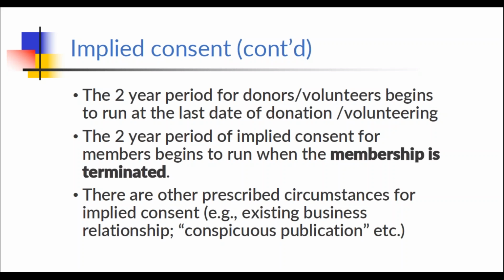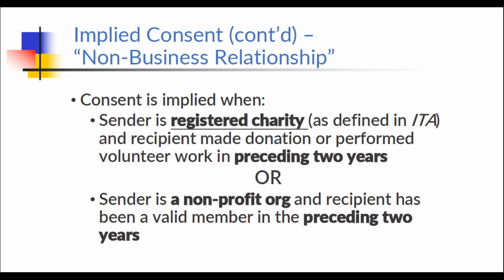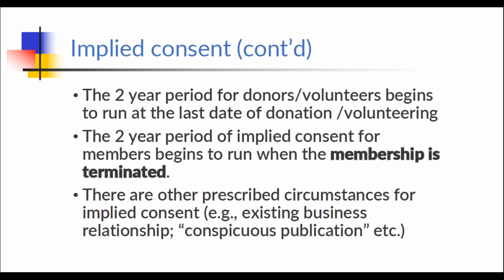Okay, but I want to focus on the non-business relationship, because that is the main one that most charities and nonprofits rely on to communicate, to send CEMs. So again, remember, if you're a charity, you have 2 years implied consent to communicate with anyone who donated to you in the 2 years preceding that email or that CEM, or volunteered for you in the 2 years preceding. And if you're a nonprofit, you have implied consent to communicate with anyone who was a member of your organization in the 2 years preceding the sending of that email, or, sorry, terminated the membership in the 2 years preceding the email.